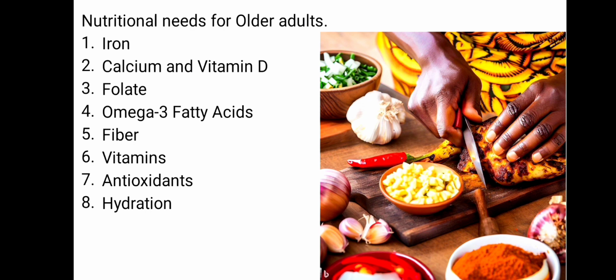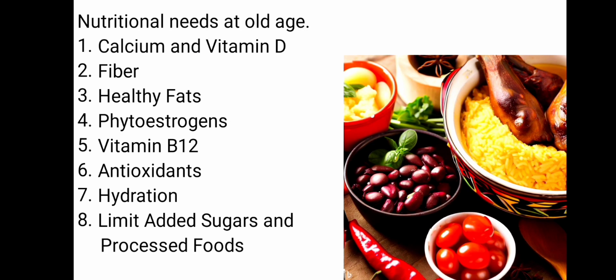Teenagers and younger adults, 20, 21, 22, 25, 26 are younger adults. From 27, 28, 30 to 45, those are older adults. Now, nutritional needs at old age, 45, 50 and above.